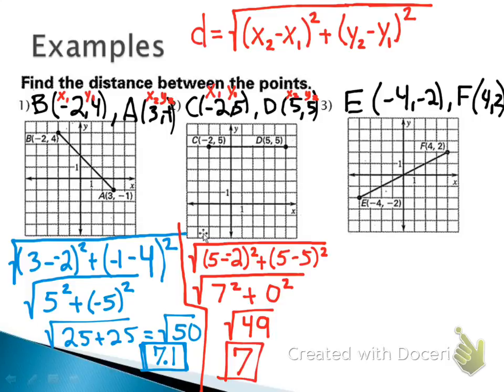Well, since this is just a horizontal move between one point to the other, you could actually just count them. 1, 2, 3, 4, 5, 6, 7. It's exactly 7 units apart. Now, that doesn't really work on one like this because you're going diagonal, so don't try to do that on all of them. But if it is straight horizontal or straight vertical, you could actually just count. Kind of cool, right? Right? Yeah, thank you for humoring me.